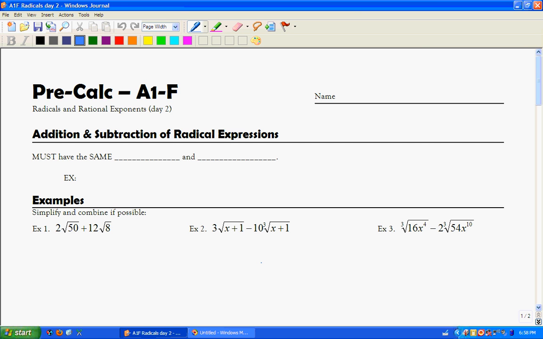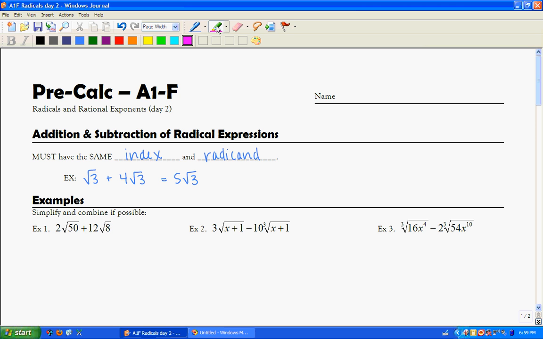In order to add or subtract radicals, they must have the same index and radicand. So you can add things such as the square root of 3 plus 4 square root of 3, and the answer would be 5 square root of 3.